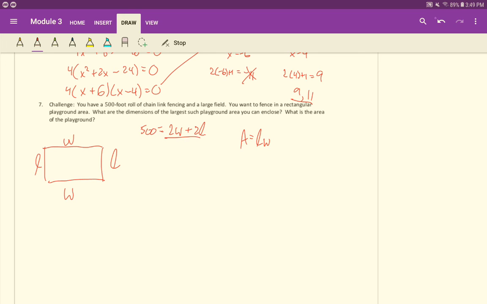So again, we'll solve for one of these variables here. Let's just solve for w. So subtract 2L from both sides. 500 minus 2L equals 2W. So divide both sides by 2. So you get W equals 250 minus L. Put that in for this W right here. And the area we want to maximize will be L times 250 minus L.